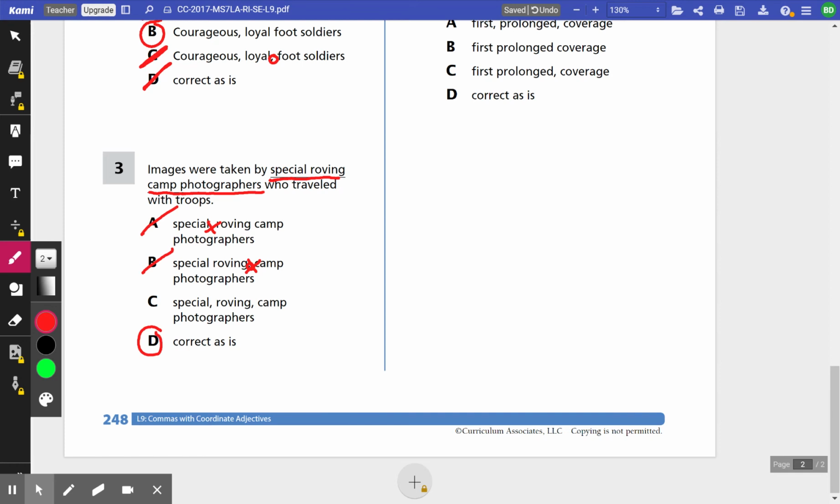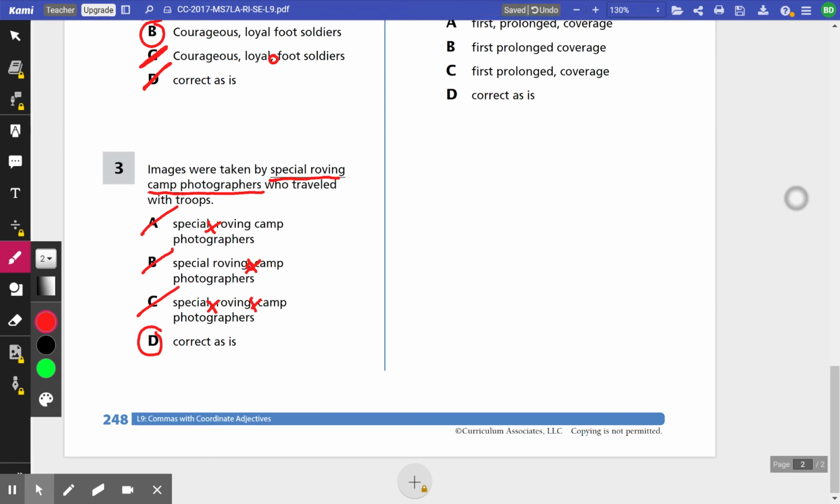So answer choice C has commas between special, roving, and camp. So we've got two commas here. So let's talk about why this is wrong. And just to show you, I'm going to use our hint again because to me it's the easiest way to test whether or not they're coordinate adjectives. So I'm going to throw in our word and where these commas are and see how it sounds. So images were taken by special and roving and camp photographers. Well, instead of two things, that makes it sound like we've got three things. It makes it sound like we've got something special, something roving, and then we've got camp photographers. And that just does not work for us, guys. So we don't need either of those commas, and answer choice C is incorrect.